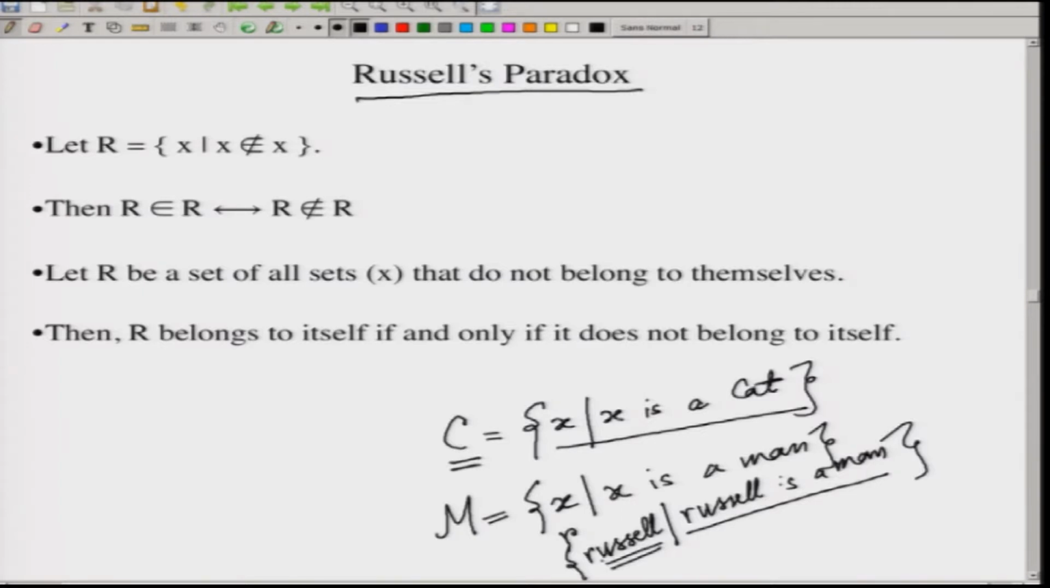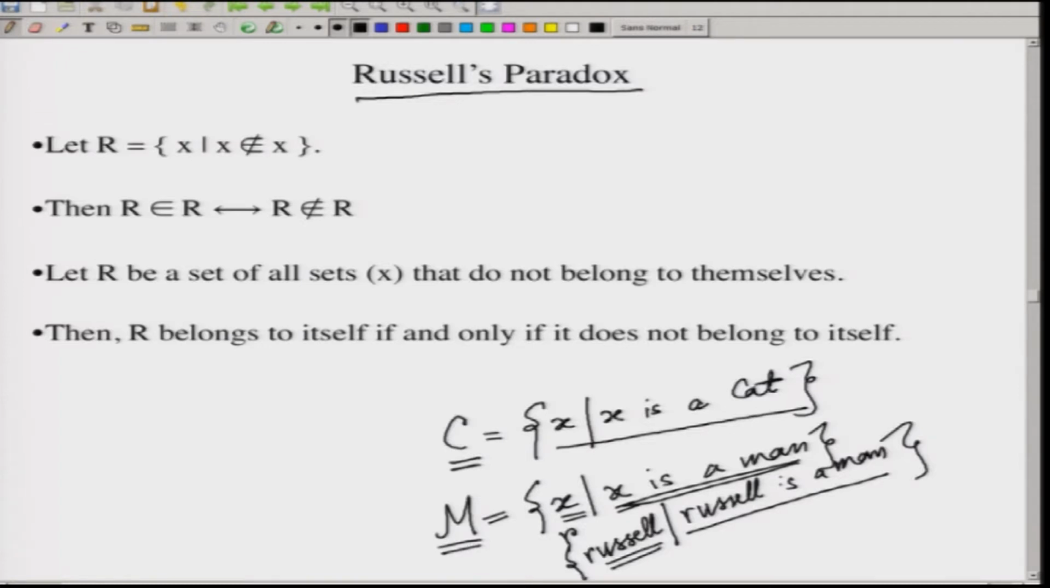Yes, it is true that Russell is a man, therefore, Russell is a member of that set. But for example, we can take Indira Gandhi. Now, if you plug in Indira Gandhi here, you see that Indira Gandhi is a man. Because the resultant sentence is not true, Indira Gandhi does not belong to the set M. This is very plain and simple.